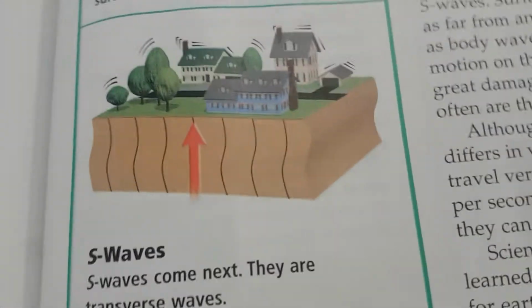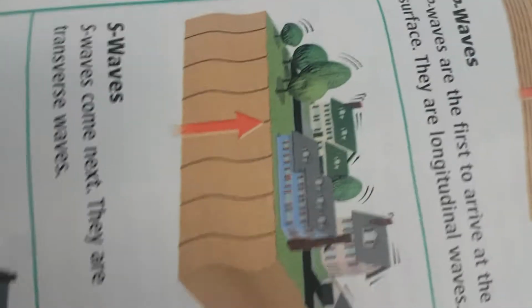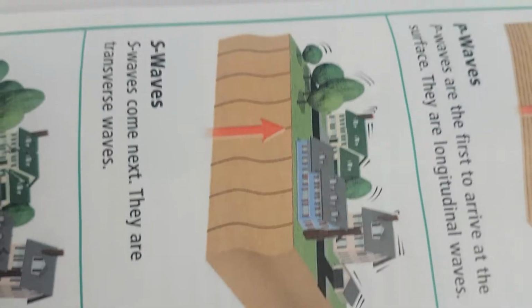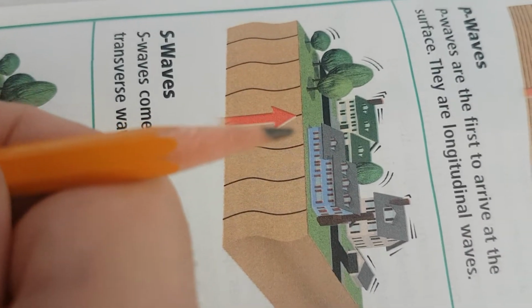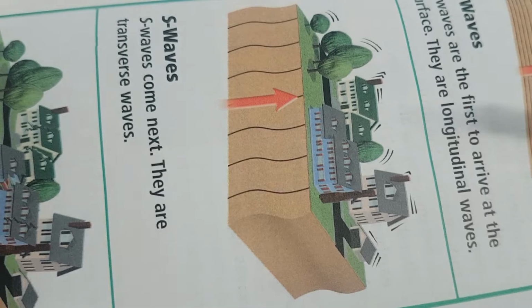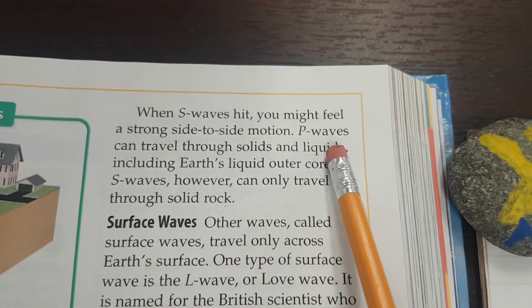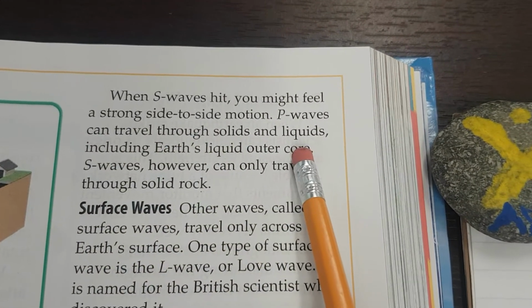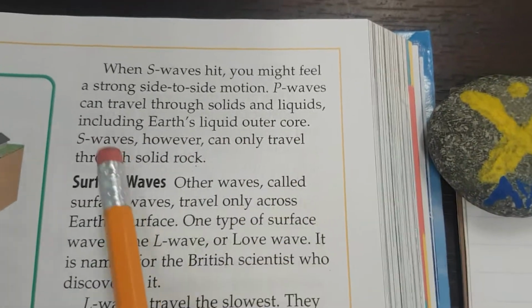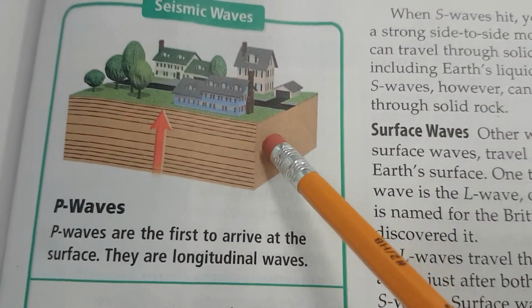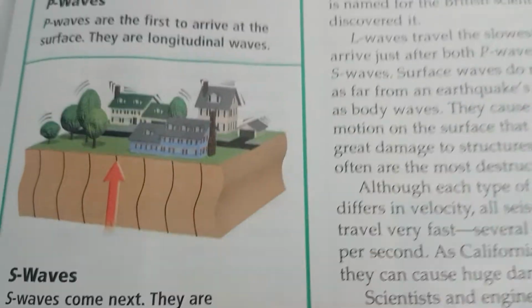So what's really going on is there is the wobbling up and down as the wave travels from the center of the earth up to the surface. What else? P waves can travel through solids and liquids, including Earth's liquid outer core. S waves, however, can only travel through solid rock. Interesting. So like a shock wave can travel through liquid, but the wobbling like this rope cannot go through a liquid because the liquids are not connected like that.